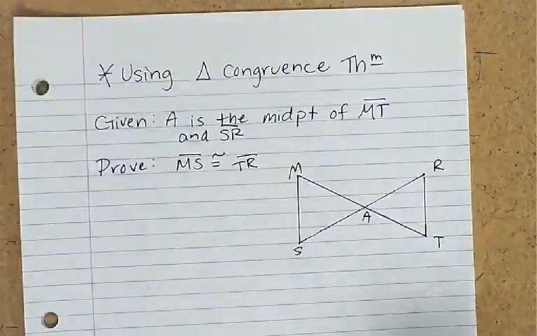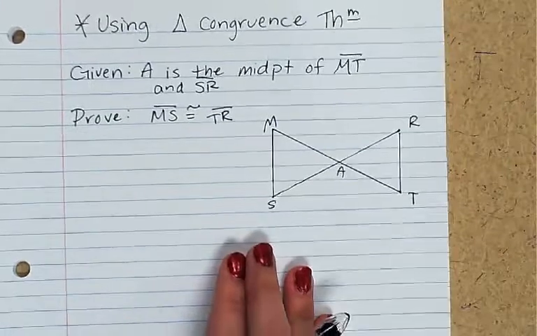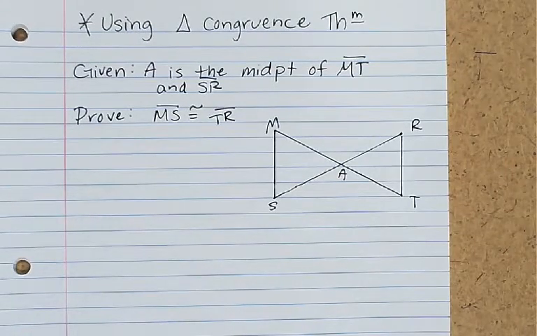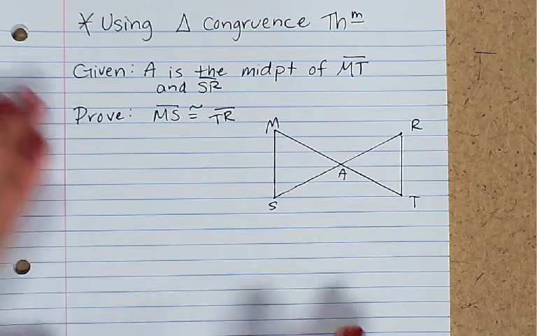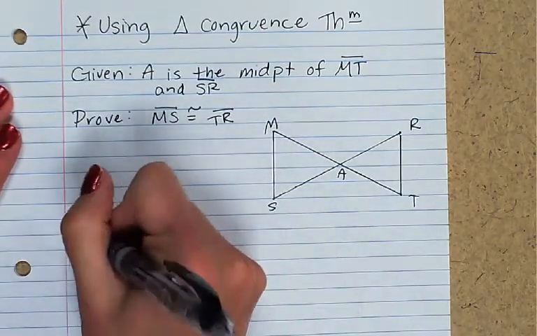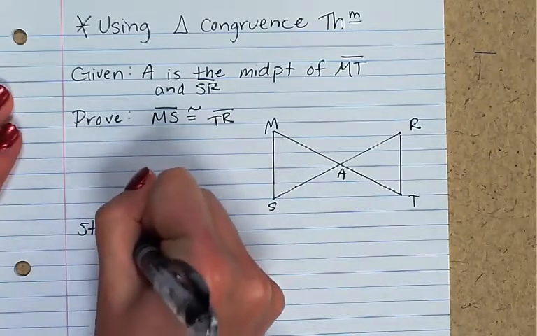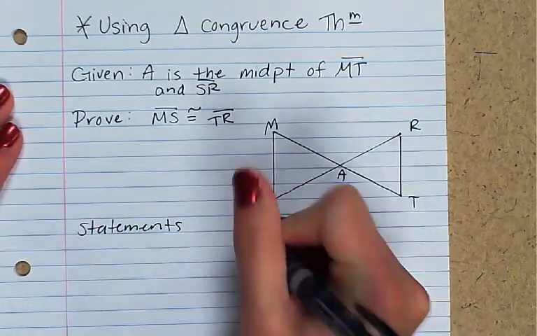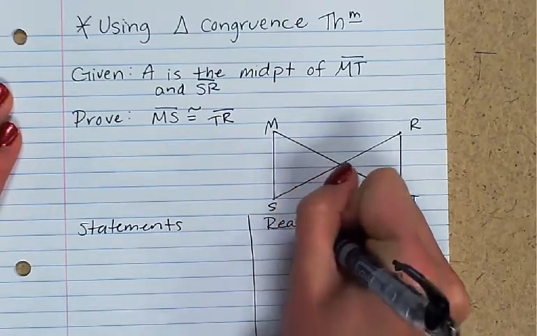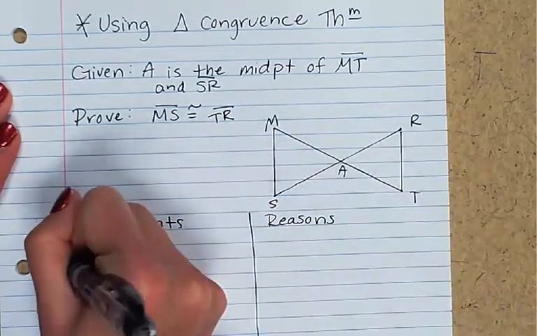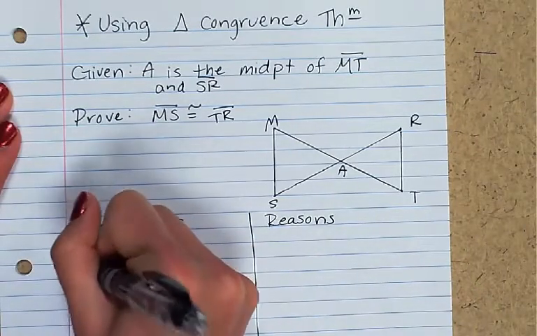So I'm going to give you an example. On this one, we are given that A is the midpoint of segment MT and segment SR, and we are trying to prove that segment MS is congruent to segment TR. I know that they do flow proofs and paragraph proofs, but I prefer to do a 2-column proof. So we always start with the given.